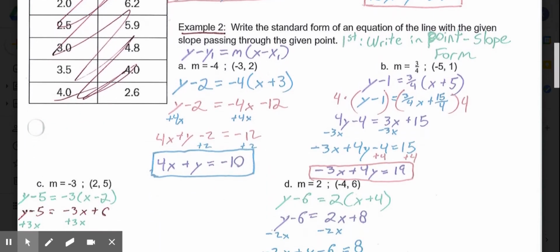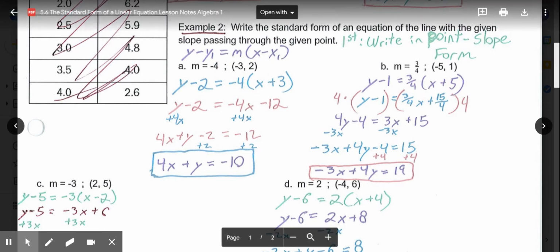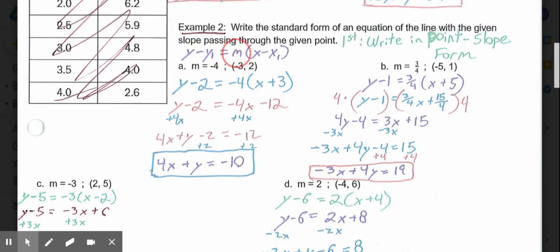Now in example 2 here, they say write the standard form of an equation of a line with the given slope passing through the given point. So if they give us slope and a point, the first thing we want to do is to write our equation in point-slope form from last lesson. So y minus y1 equals our slope m, then in parentheses x minus x1. So rewriting this info, m equals -4, point -3, 2.